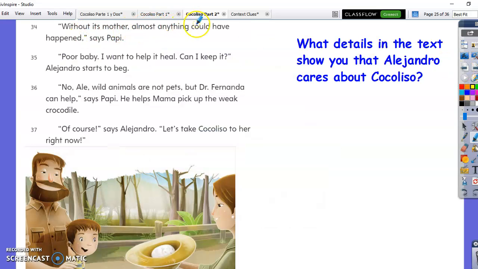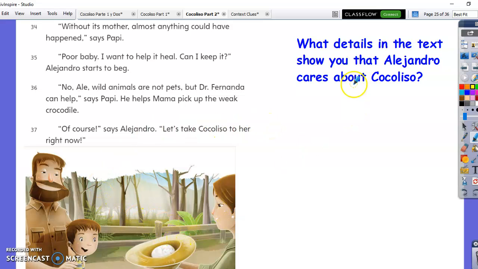"Without its mother, almost anything could have happened," says Papi. "Poor baby. I want to help it heal. Can I keep it?" Alejandro starts to beg. "No, Ale. Wild animals are not pets. But Dr. Fernanda can help," says Papi. He helps Mama pick up the weak crocodile. "Of course," says Alejandro. "Let's take Cocoliso to her right now."